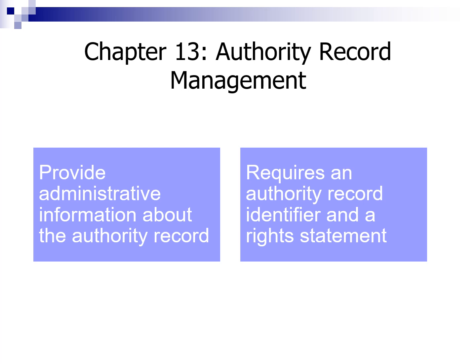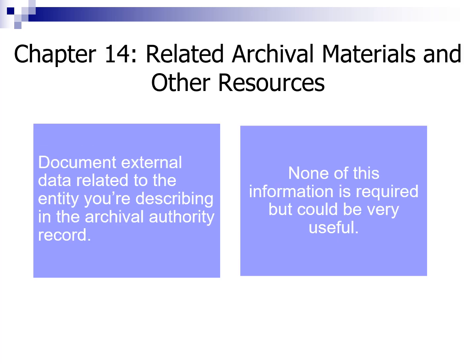Chapter 13, Authority Record Management. This chapter guides us to provide administrative information about the authority record and requires an authority record identifier and a rights statement for the authority record. Chapter 14, Related Archival Materials and Other Resources. This chapter guides us to document external data related to the entity we're describing in the archival authority record. None of this information is required, but it could be very useful.